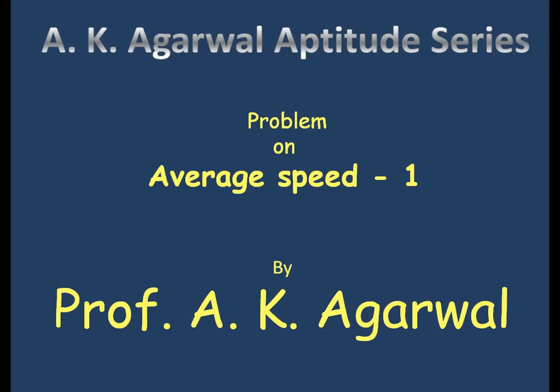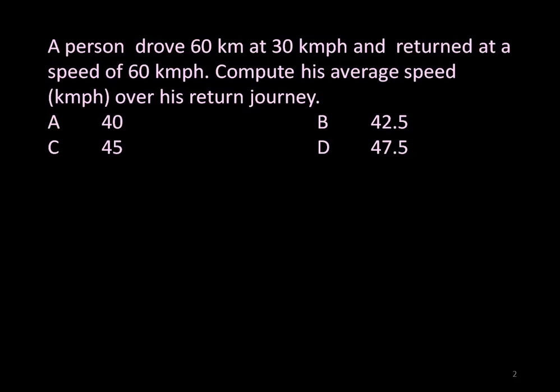Friends, in this session we are going to learn a technique for solving a problem on average speed. The given problem is: a person drove 60 km at 30 km per hour and returned at a speed of 60 km per hour. Compute his average speed in km per hour over his return journey. So he is going 60 km at 30 km per hour and he is returning, meaning he is covering the same distance, 60 km, with a speed of 60 km per hour, and we have to determine his average speed.